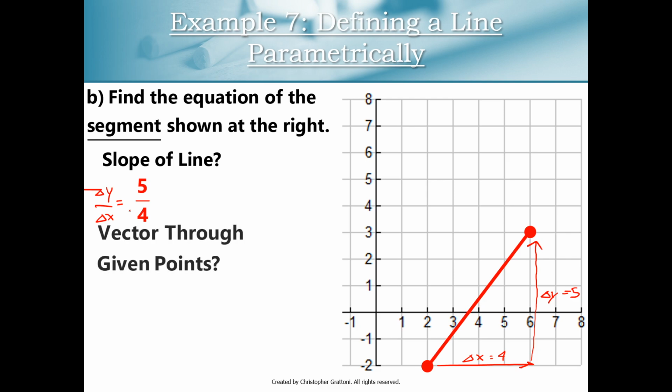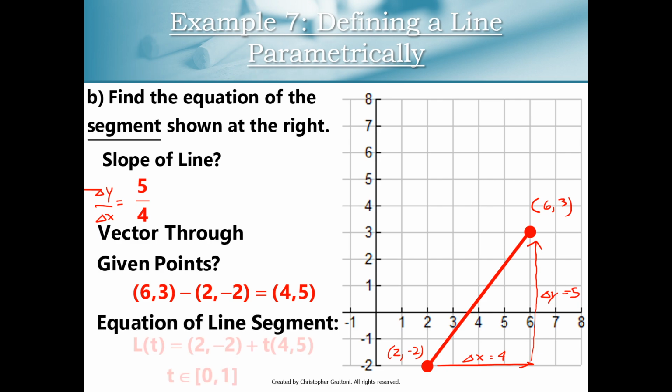The vector through those given points, you're going to do the tip minus the tail, so you have to find the coordinates of the 2 points on this line segment, but that doesn't take too long, right? It's just going to be 6, 3 and 2, -2. So if we do tip minus tail, 6, 3 minus 2, -2, we get the same vector, 4, 5.